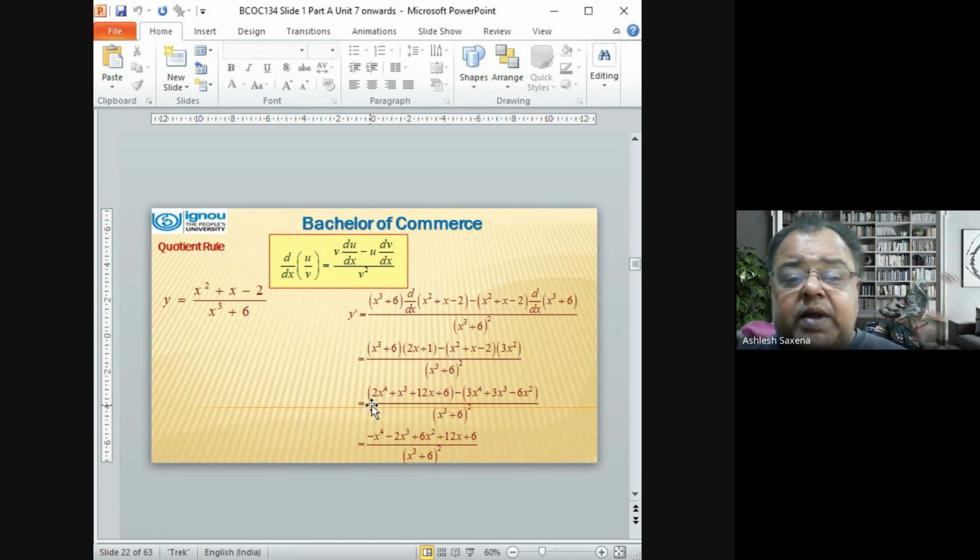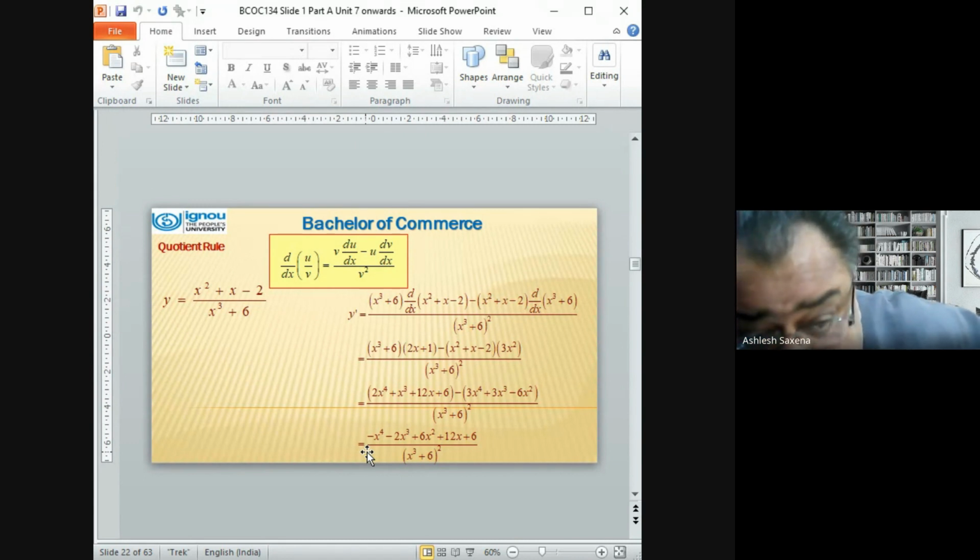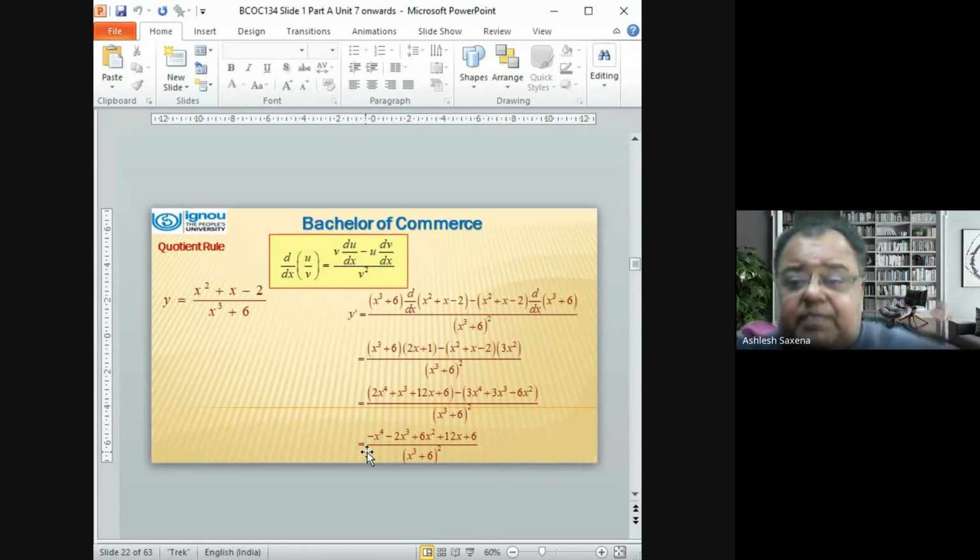Now, open it up. Multiply these two brackets. Minus this bracket. Now add like terms. Subtract and add like terms. And what you get will be the answer. What you have to apply has to be seen in the very first step of the problem.